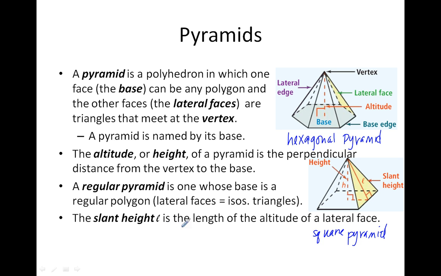The height of the pyramid is the perpendicular distance from the vertex to the base. There's also another height called a slant height, which we illustrate with the script letter L, which is the height or the altitude of each lateral face. Now, if it's a regular pyramid, then the lateral faces are all isosceles triangles.